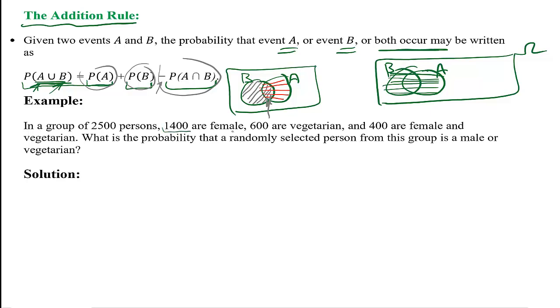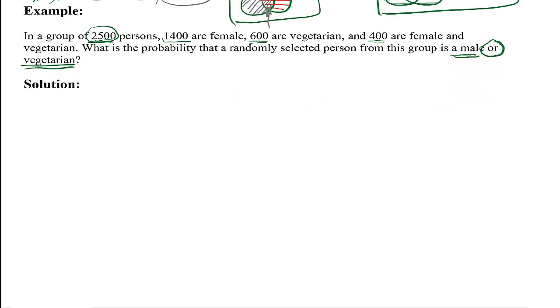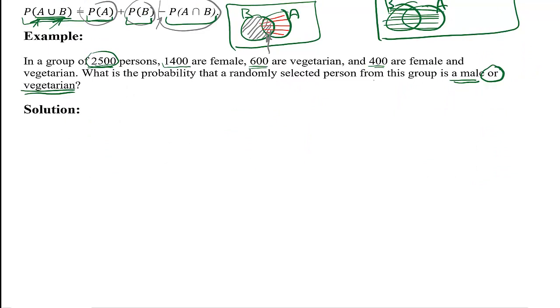1,400 are female out of 2,500. We have 600 vegetarian out of 2,500. We have 400 female and vegetarian out of 2,500. What is the probability that a randomly selected person from this group is a male or vegetarian? I will leave this example as an exercise for you.